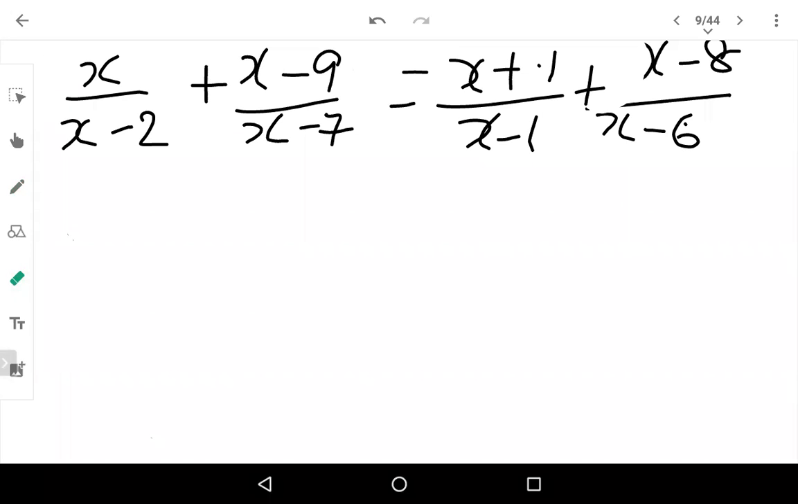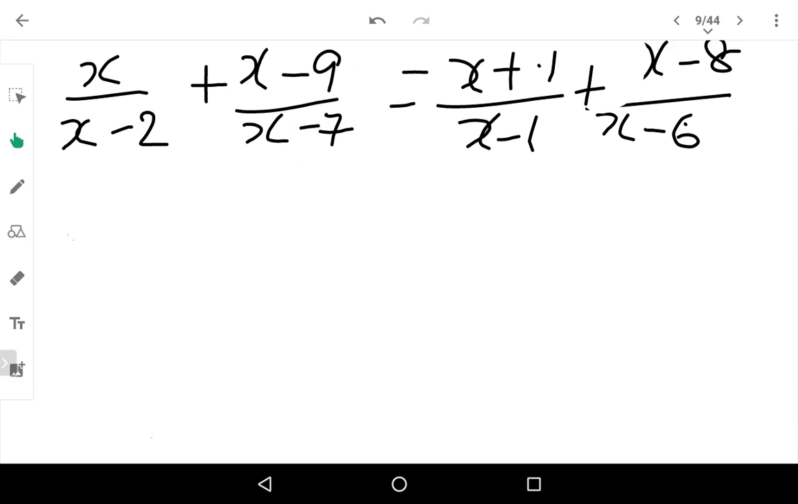Okay. Now listen. This question looks a little complicated. So let us break this down and simplify them. Okay. So this question is x divided by x minus 2 plus x minus 9 by x minus 7 is equal to x plus 1 by x minus 1 plus x minus 8 by x minus 6. Now, if you see the equation, you have two expressions on each side. On left hand side, you have two expressions. On right hand side, you have two expressions.